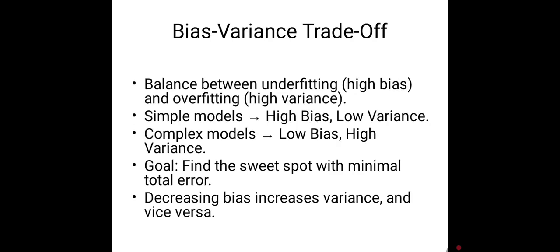And next we are going to discuss the bias and variance trade-off. There is always a trade-off between bias and variance. If you make the model simpler, the bias increases and the variance decreases. If you make the model complex, the bias decreases and the variance increases. The goal is to find the sweet spot where the total error is minimal, so the model generalizes well to unseen data.